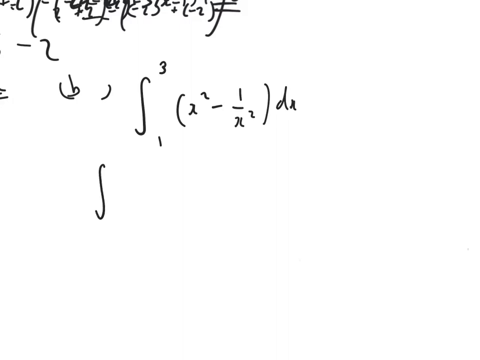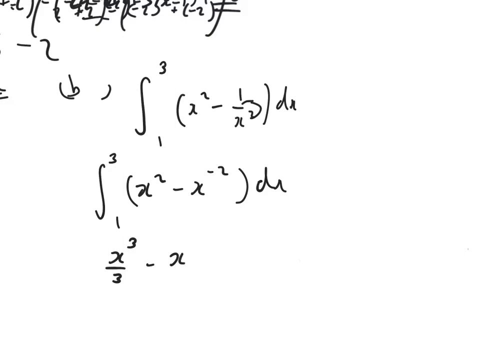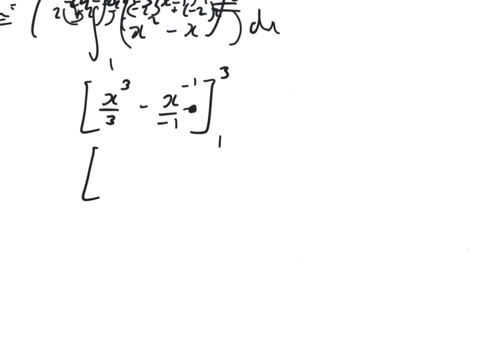The first thing that I need to do is prepare to integrate this one. X squared is fine, but bring that up, and that will be x to the minus 2. Okay, I can now integrate, add 1 to the power, divide by my new power, that's x cubed over 3, minus x to the minus 1 over minus 1, between 3 and 1. Okay, I can definitely tidy this up. Okay, so that's going to be x cubed over 3, the 2 minus 0 will give me a plus, so that's plus x to the minus 1.